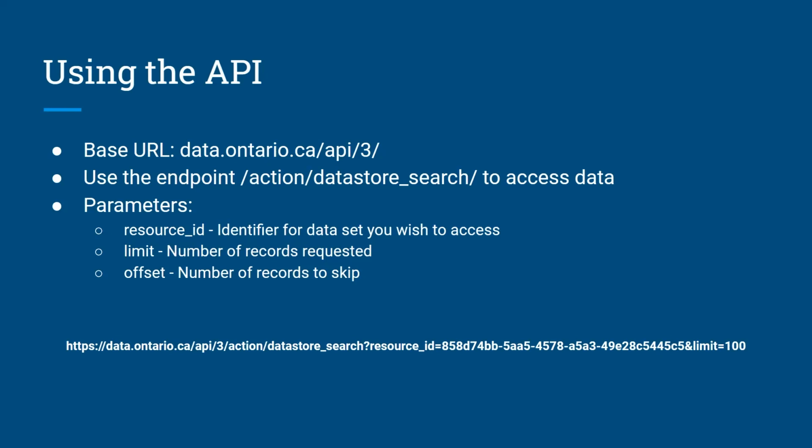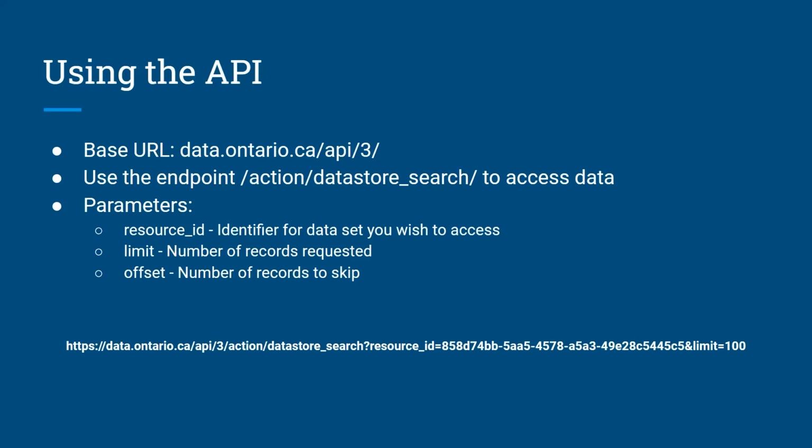You need to identify what data set that you want to access. You may have noticed that is some kind of a hash value. You can see a sample down here. Not particularly user-friendly, but it does do the job. You also need to identify how many records you want, okay? And the number of records that you want to skip.